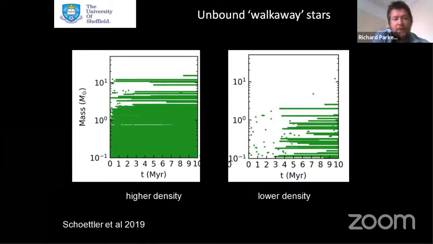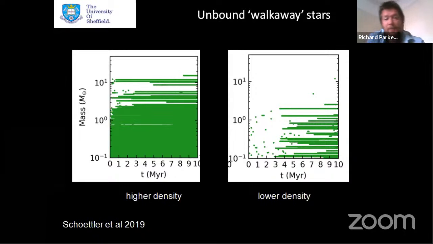This is some work that Christina Schottler, one of my PhD students, has been working on in the last couple of years. The first thing Christina did was take the simulations that I showed earlier on, and look at both the number of stars that were ejected and their velocity distributions as a function of the initial conditions. Christina varied the initial stellar density, the amount of kinematic and spatial substructure, and the virial ratio of the system as well.